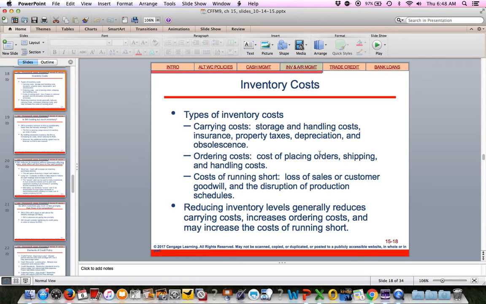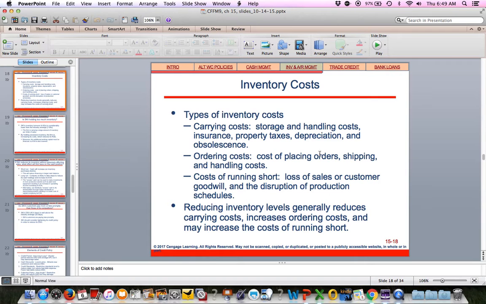Next is inventory. And inventory typically is one of our very largest current asset amounts. And so inventory has a cost to it, not just buying it, but having it on hand. There's a carrying cost to having inventory on hand. Storage and handling cost. It has to be stored somewhere. People have to be moving it around. It needs to be insured. Potentially property tax or depreciation or obsolescence, depending on what kind of inventory it is.